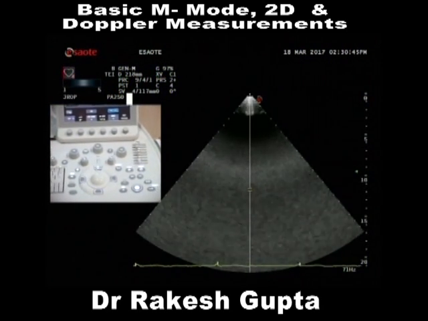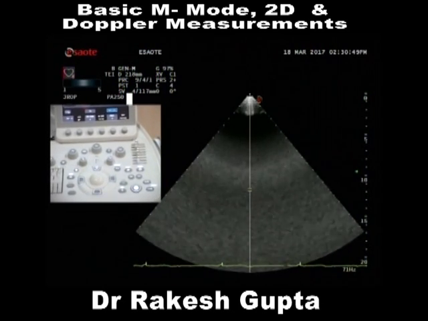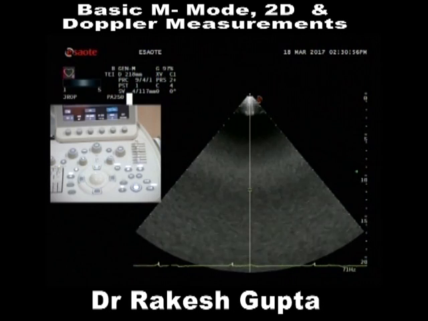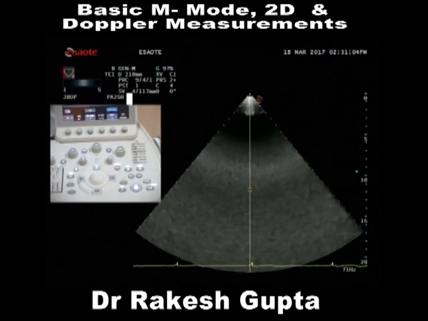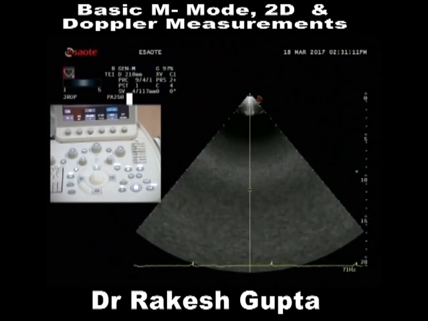Now look at the size of this box. We call it the sample volume size. Normally it's 2 to 4 millimeters. Look at the screen over here. Sample volume 4 millimeter and presently it is at 11.7 centimeters from here. 4 by 11.7 centimeters, 117 centimeters.